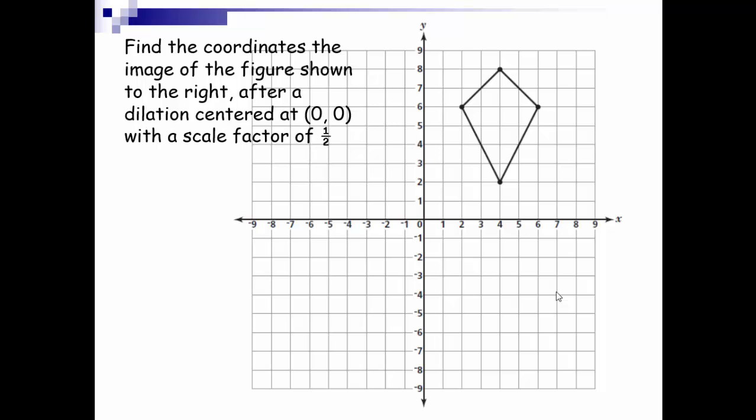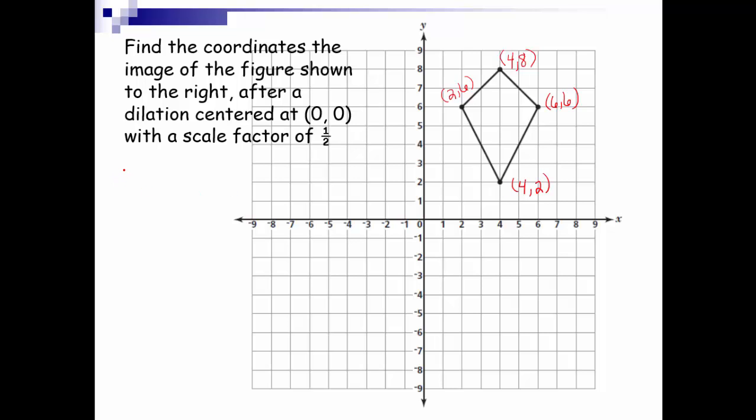Find the coordinates of the image of the figure shown to the right after a dilation centered at the origin with a scale factor of 1/2. So the first thing I need to do is figure out what our original coordinates are. The coordinates of this point are 4, 8. This point is 6, 6. This point is 2, 6. And this point here is 4, 2.